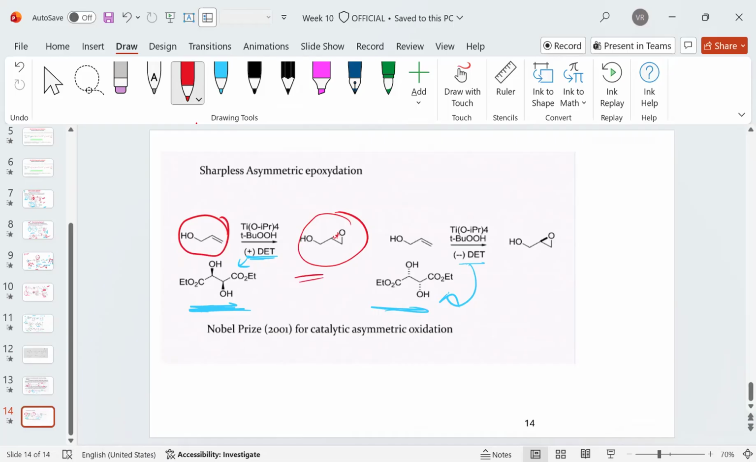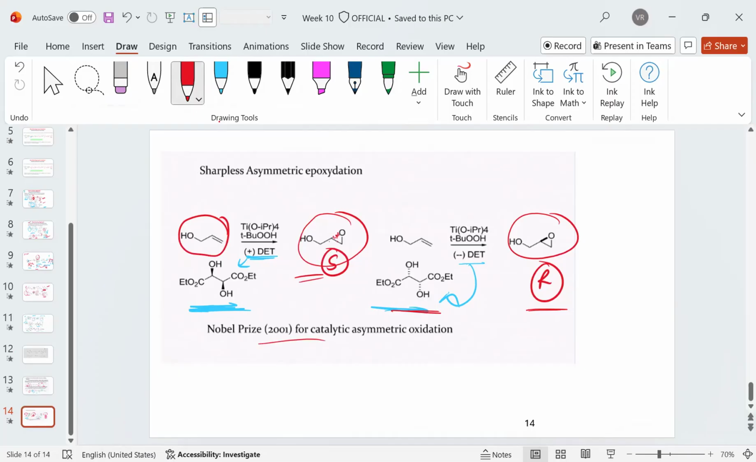So if you look at it and assign the stereochemistry here, this is one, two, three. This is basically R. We get the R epoxide. But if we use the minus diethyl tartrate, what happened? Sorry, earlier this is the R actually, and this is the S. So we get the epoxide with the oxygen atom directing upward.